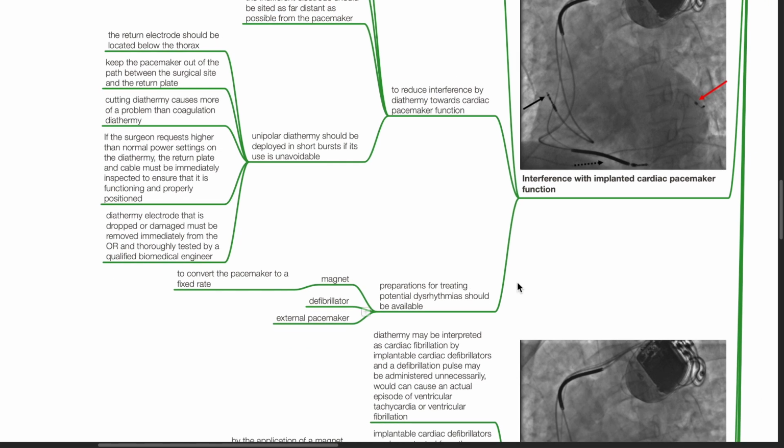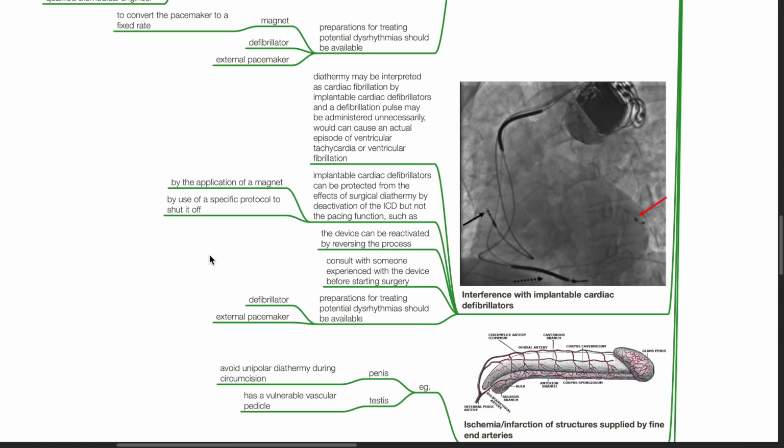A diathermy electrode that is dropped or damaged must be removed immediately from the OR, thoroughly tested by a qualified biomedical engineer, and replaced with a new one. Preparations for treating potential dysrhythmia should be available, such as a magnet to convert the pacemaker to a fixed rate, defibrillator, and external pacemaker. Interference with implantable cardiac defibrillators.